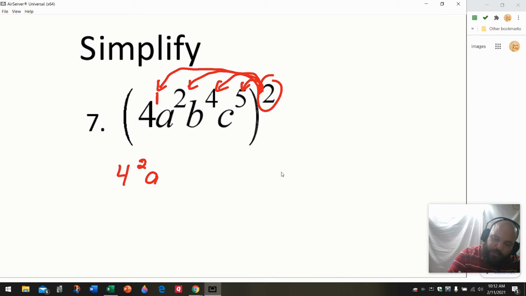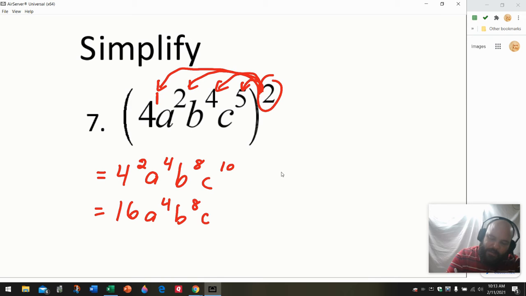Then we have a to the fourth, because 2 times 2 is 4. Then we have b to the eighth. 4 times 2 is 8. And then we have c to the 10th power. 5 times 2 is 10. So 4 squared times a to the fourth, b to the eighth, c to the 10th. Now we are going to clean up the 4 squared. The 4 squared is 4 times 4, which is 16. So I'm going to write 16, a to the fourth, b to the eighth, c to the 10th, just like that. And there's our final answer. So not too bad.